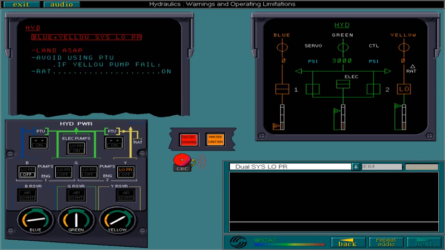You are now in an emergency situation, with blue and yellow hydraulic systems inoperative. As you can see from the ECAM message, it is not recommended to use the PTU in this case. Therefore, the RAT should be extended to recover the yellow system.